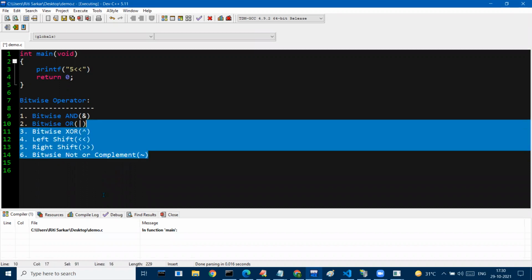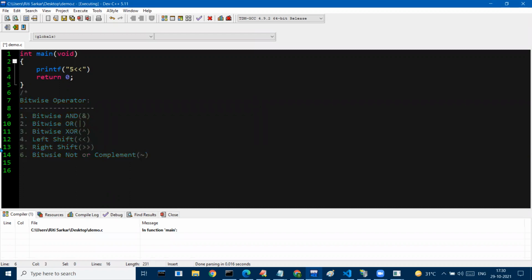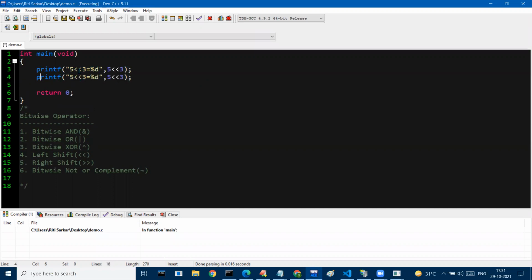Now, why are they called bitwise operators? Because they work on bits. Bit means what, guys? Bit is the short form of binary digit. Now, let us start with left shift and right shift of positive numbers first. Suppose here I'm writing 5 left shift by 3 is equal to percent d. And here I'm having 5 left shift by 3. Say, for example, we are having another one. printf here 4 left shift by 4. What will be the answer in this case?